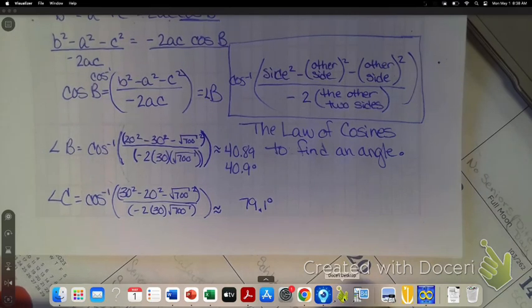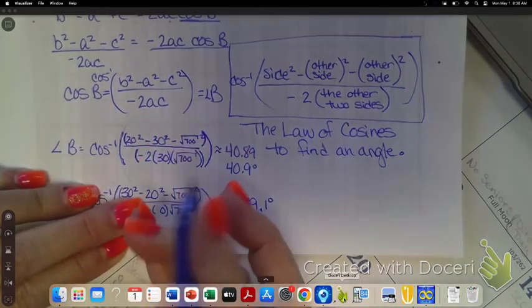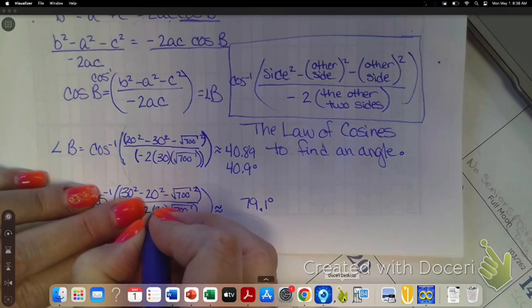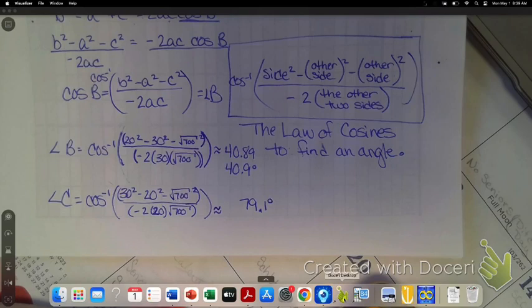Well, how do I know what should be there? Jaden, did you put a square on the bottom? I don't think so. They're supposed to square the bottom number. No, you are not supposed to square the bottom number. On the top, you're supposed to square it, but not the bottom. That's because it should be negative 2 times 20.